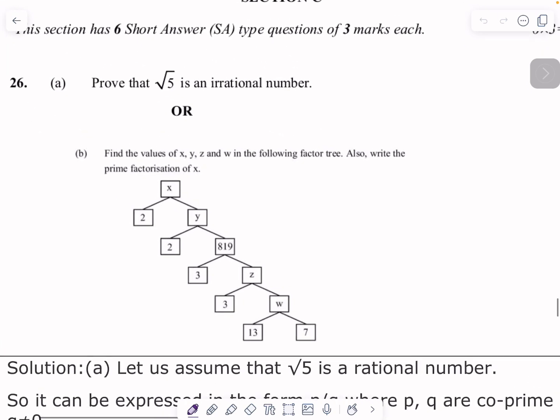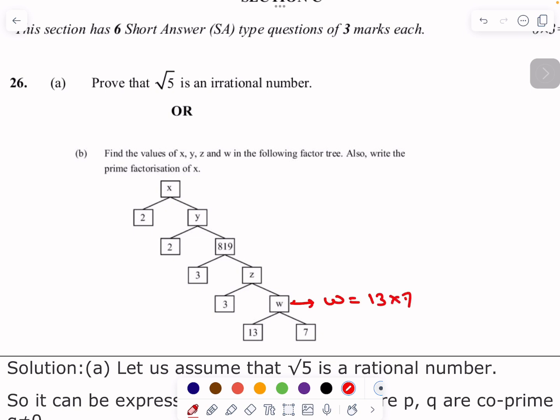Find the values of x, y, z and w in the following factor tree. Also write the prime factorization. So the answer: w we can write as 13 into 7, which is equal to 91. Then z is 3 into w. When w is 91, 3 into 91 is 273.